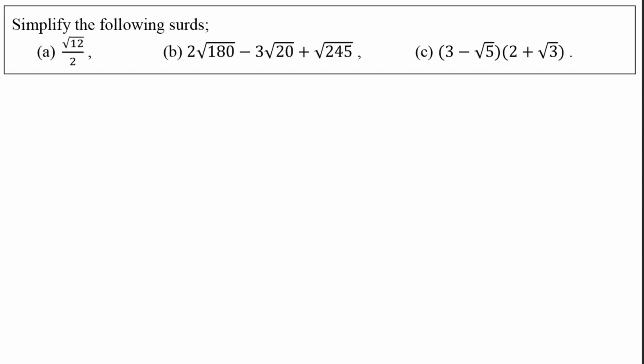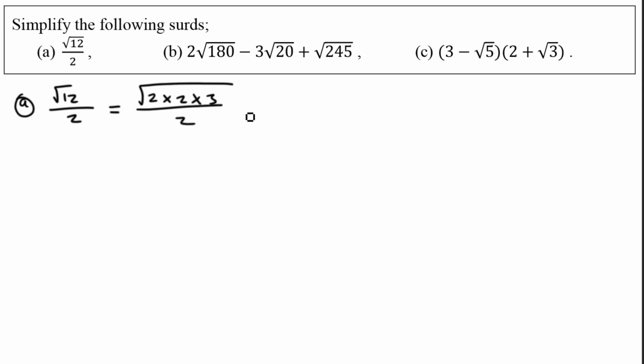Some more surds to simplify. In the first case, we have to simplify root 12 divided by 2. We've already worked out a simplified version of root 12, but let's just do it again to remind ourselves how that worked. 12 is 2 times 6, which in itself is 2 times 3.